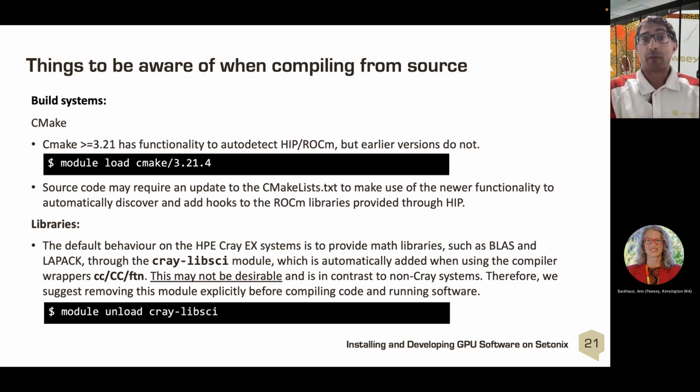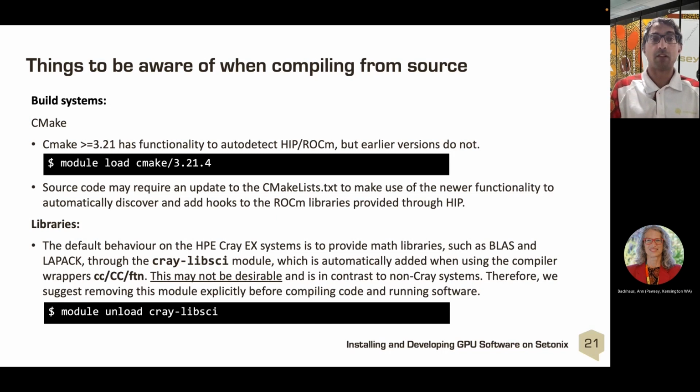Now, things to be aware of when you're compiling from source. So build systems. Not all build systems have been updated to best make use of discovering ROCm environments and HIP. So CMake, which is a build system that's used by a large number of software, older versions of CMake cannot auto-detect HIP. They don't have any in-place code to deal with the fact that you want to compile with HIP as opposed to CUDA. But the current module that we have available, which is 3.21.4 on the Setonix system, is able to do this.